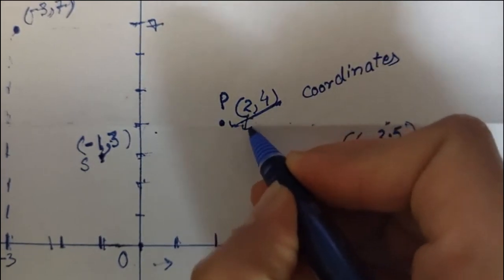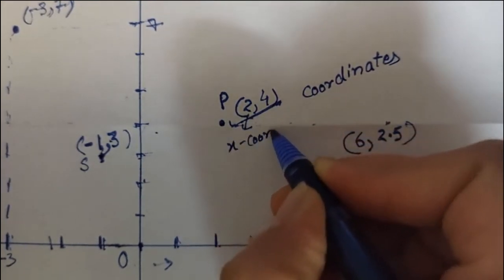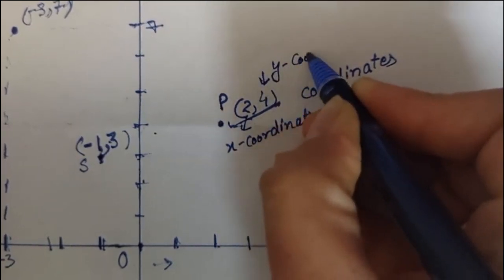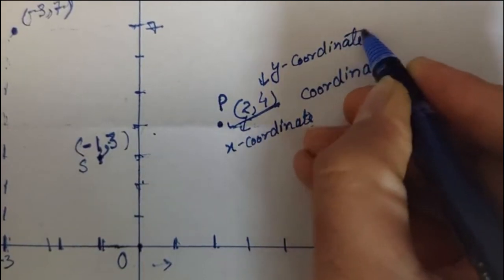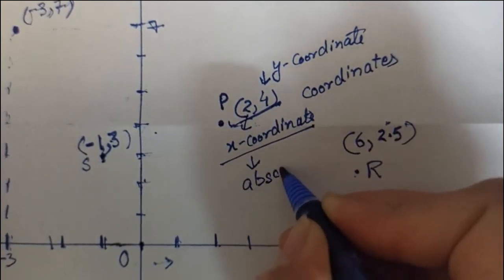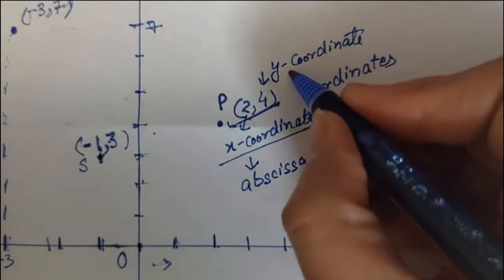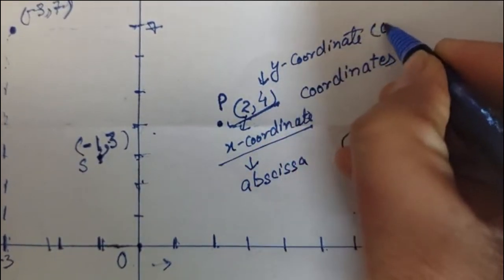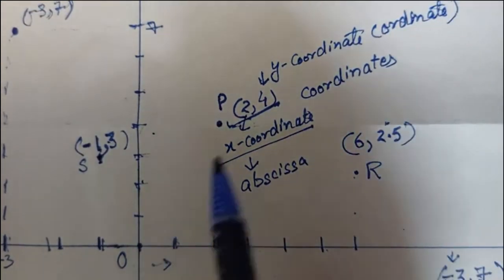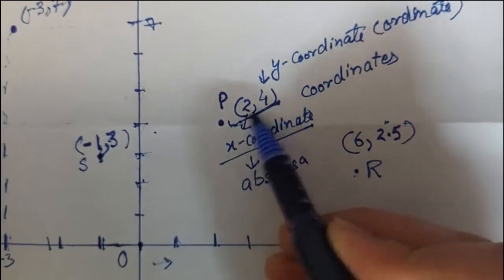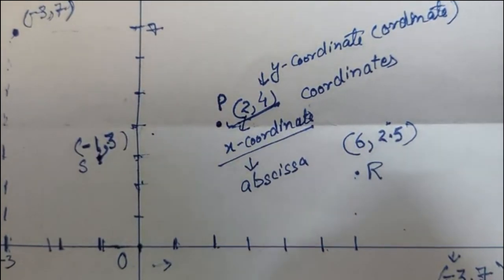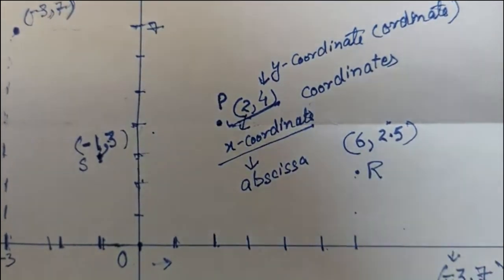This one is called the x coordinate, and this is called the y coordinate. For the x coordinate, we have another name, abscissa. And for the y coordinate, we have a name, ordinate. We do call it ordinate. Got it? So this is how we position a point in a plane. That's all for this.